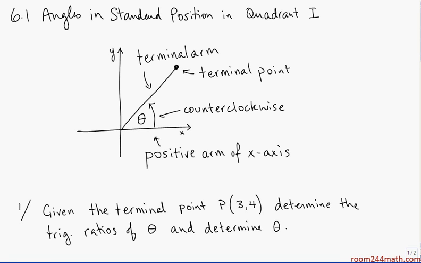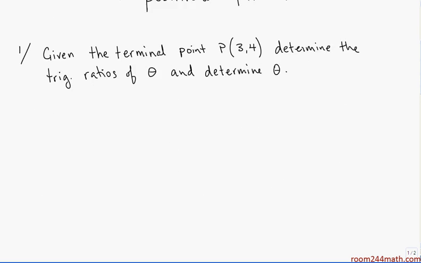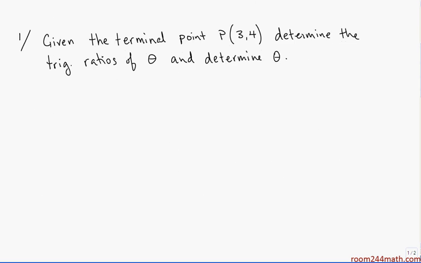So let's take a look at a straightforward problem with this new terminology. If you're given a terminal point, point P, which has an x-coordinate of 3 and a y-coordinate of 4, can we determine the trig ratios of theta and determine theta itself? Well, this is actually a pretty straightforward question and doesn't really require much more than any of the trig you had from last year. So let's draw the diagram first.